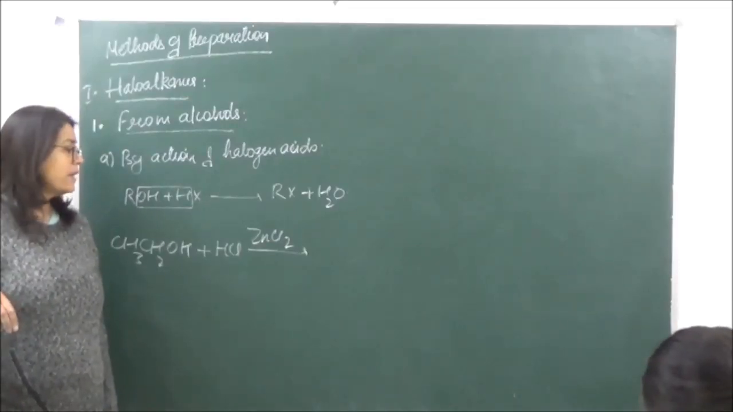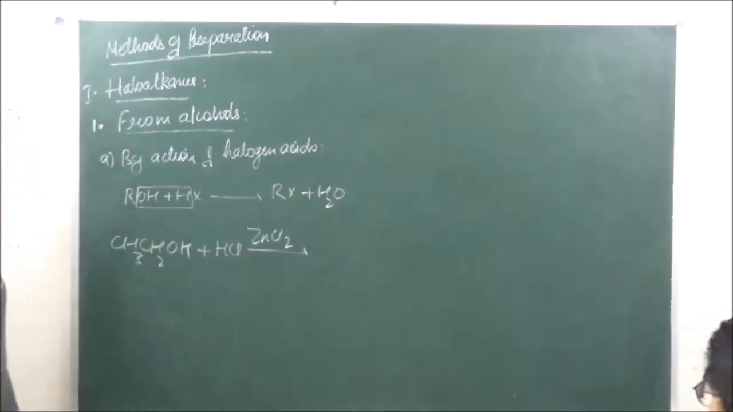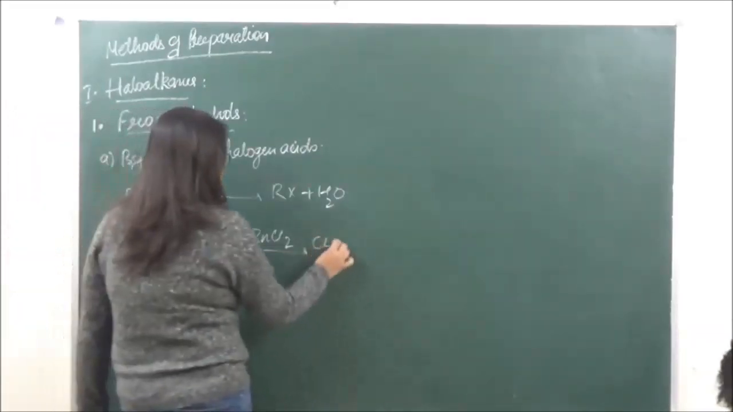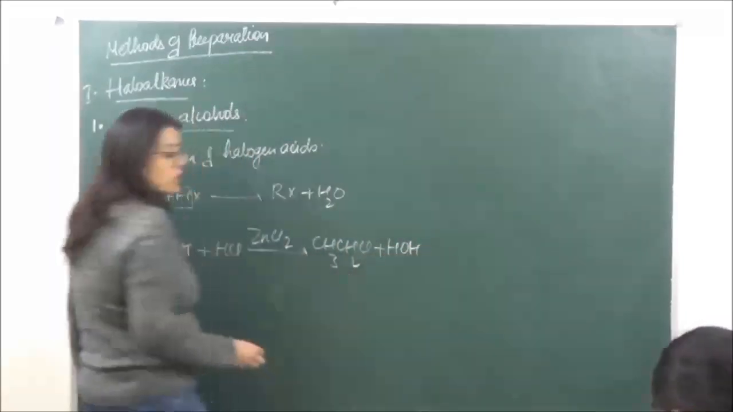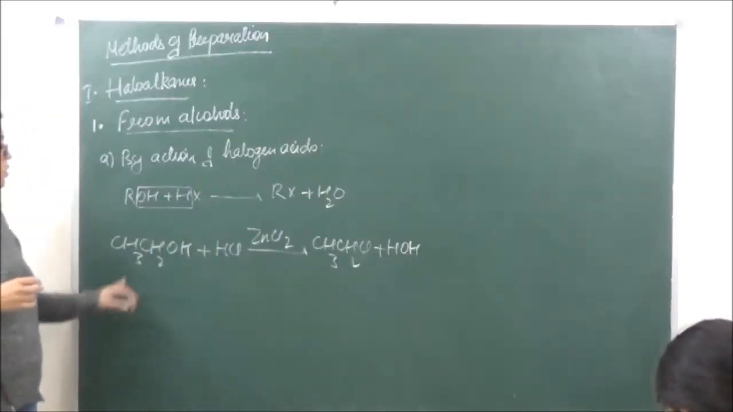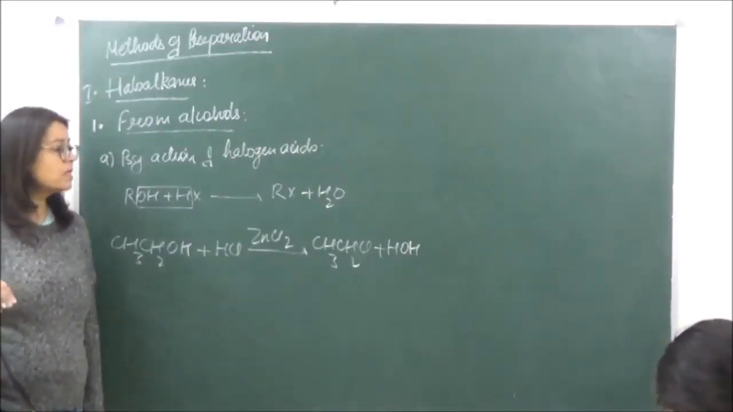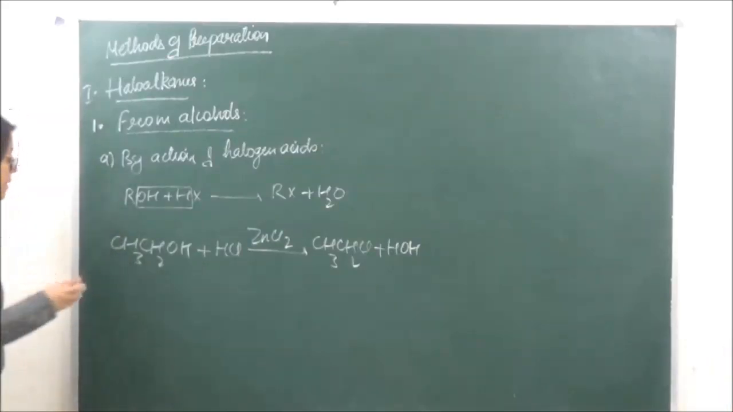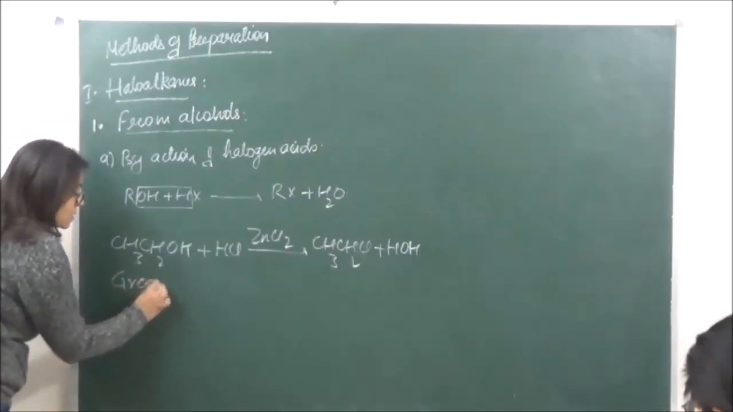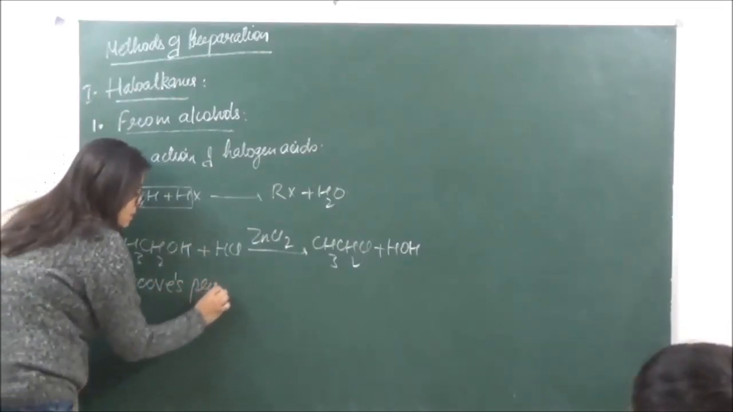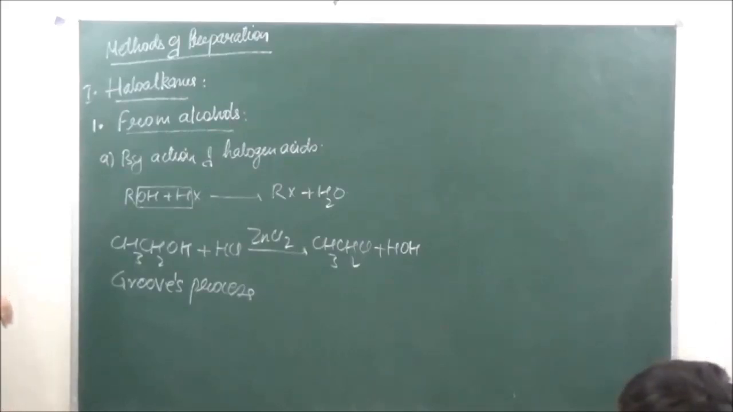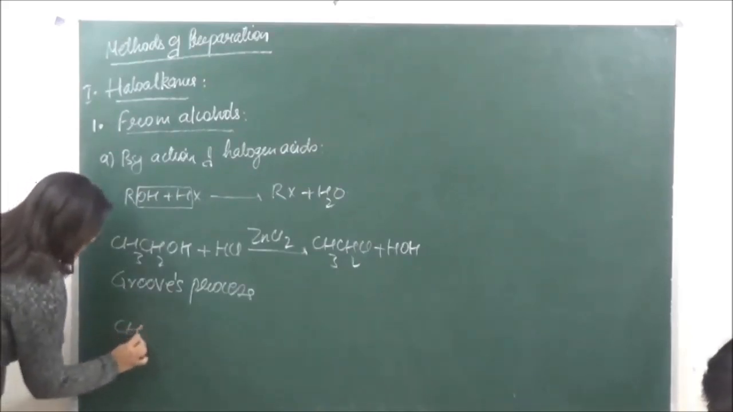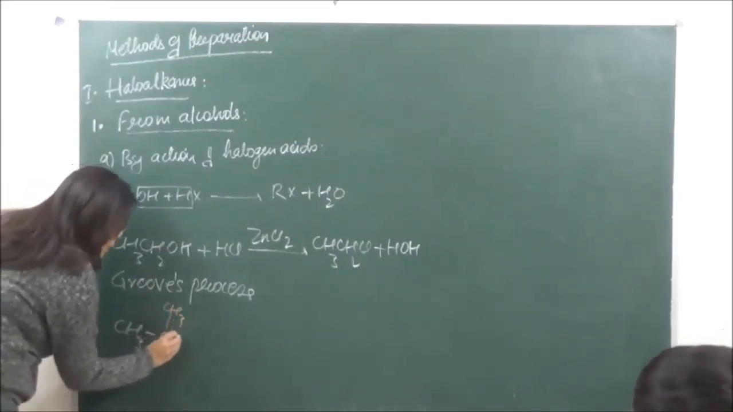ठीक है? HCl in presence of ZnCl2, that is known as Lucas reagent, and we are going to get CH3CH2Cl plus water. Okay, now this process of converting the primary alcohols into haloalkanes, this method is known as Groves process.